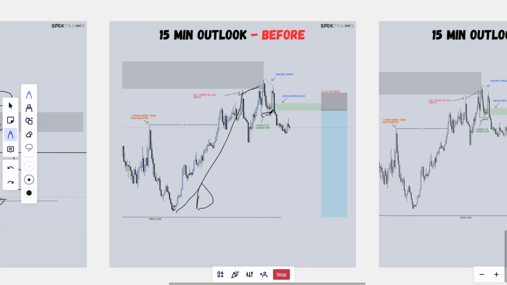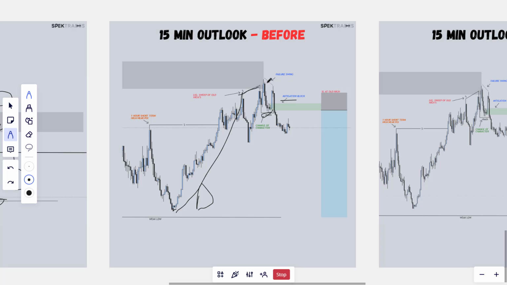And now from this change of character here, we have to pick the point of interest that is near to the change of character. What we can see, we see that price left us this mitigation block because it failed to give us a failure swing. Price failed to go higher, but price respected this old high.